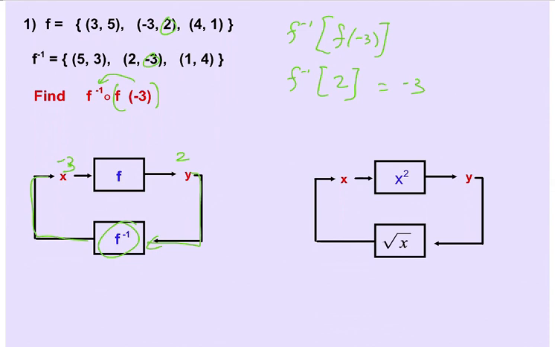A classic example of inverse functions are x squared and the square root of x. If you take a number and square it, and then take its square root, you will come right back to where you started. The square of 5 is 25. The square root of 25 is 5. That's literally the whole point of square root, is to be the inverse of a square.